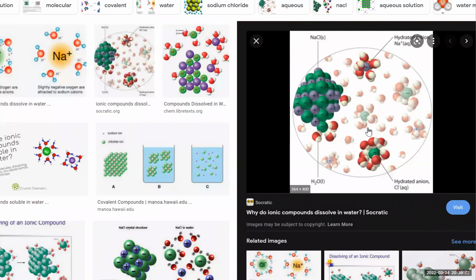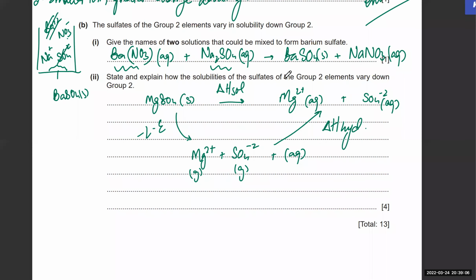Transition metals end up forming complex ions. So this is what's going to happen. These are the two steps. So the first part is what is happening to the solubility of sulfates of the group 2 elements as you go down the group. They become less soluble.